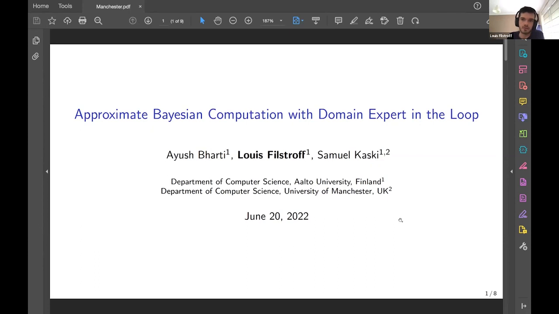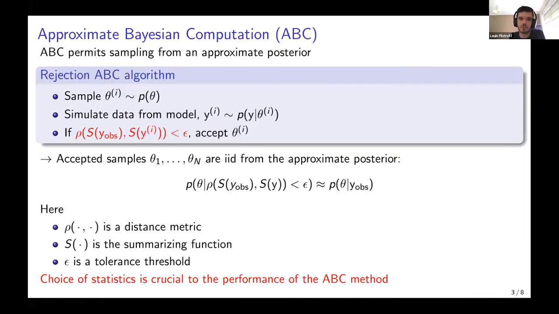All right, so one of the methodologies that we have in likelihood-free inference is called Approximate Bayesian Computation, or ABC. The goal is to characterize the posterior distribution of the parameters theta, but ABC permits sampling from an approximate posterior distribution. In ABC, we have this basic rejection ABC algorithm. Then we will sample from an approximate posterior distribution, which is an approximation of the real posterior distribution.